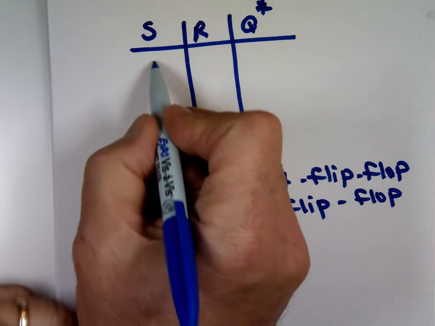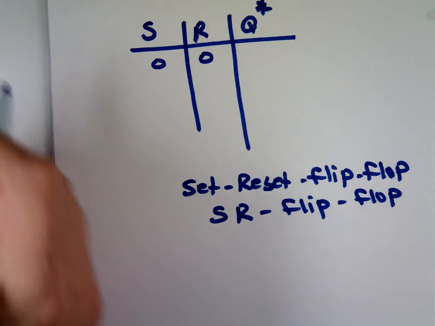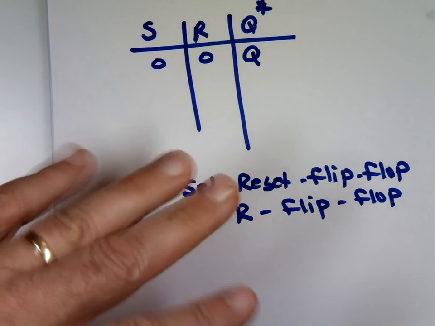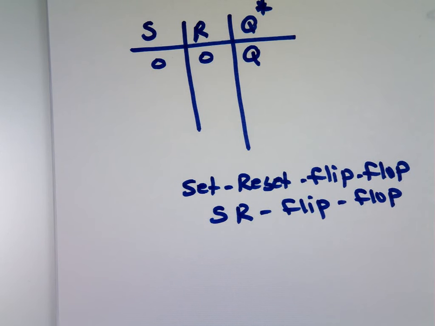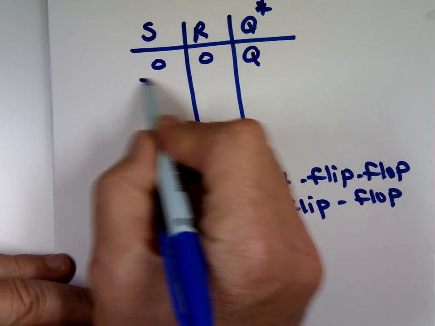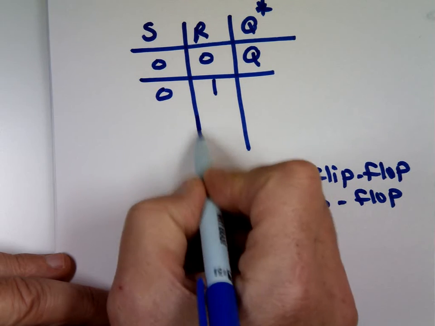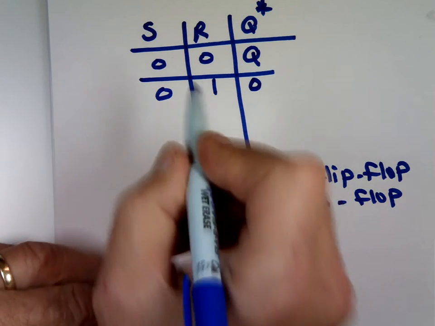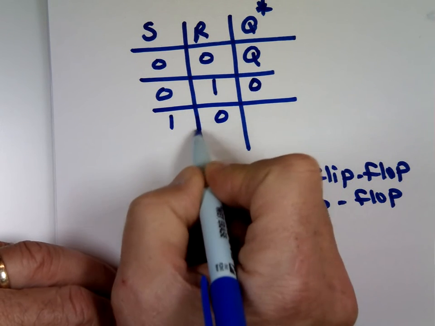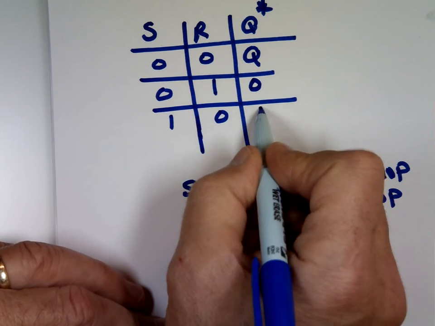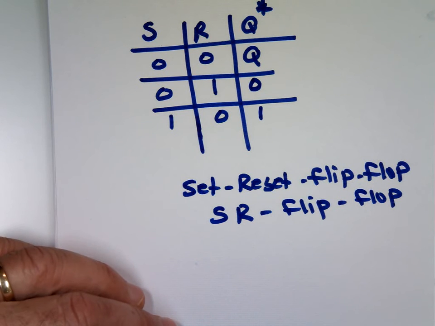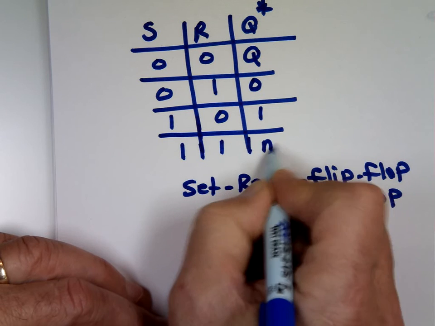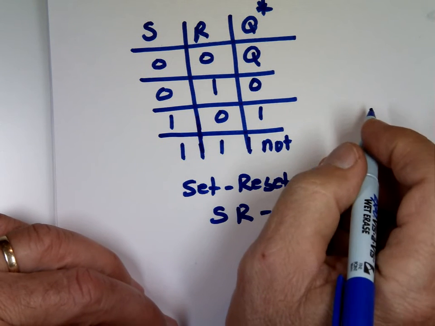If both inputs are 0, the next state will be the same as the previous state. Whatever the previous state used to be stays the same. So no change. If it's 0, 1, 1 is reset. The next state is always going to be a 0. If it's 1, 0, the next state is always going to be a set, which is a 1. And for this SR flip-flop, 1 and 1 is not allowed. You do not want to put 1 and 1 on it.